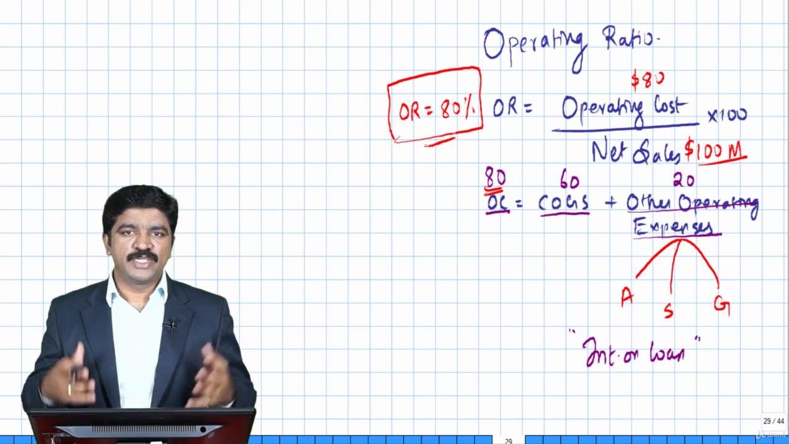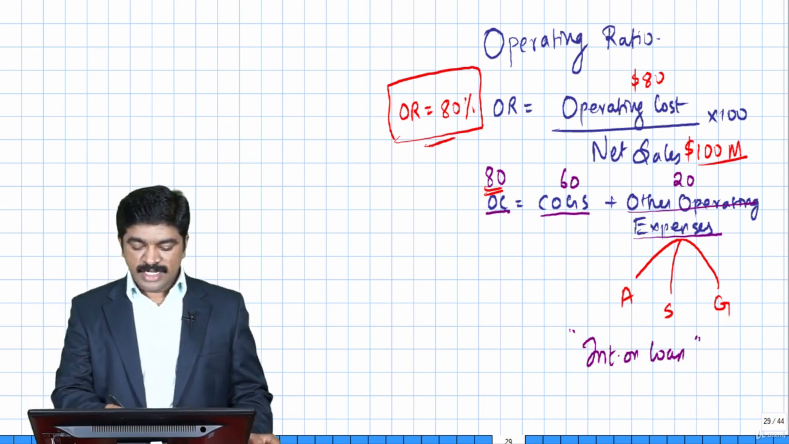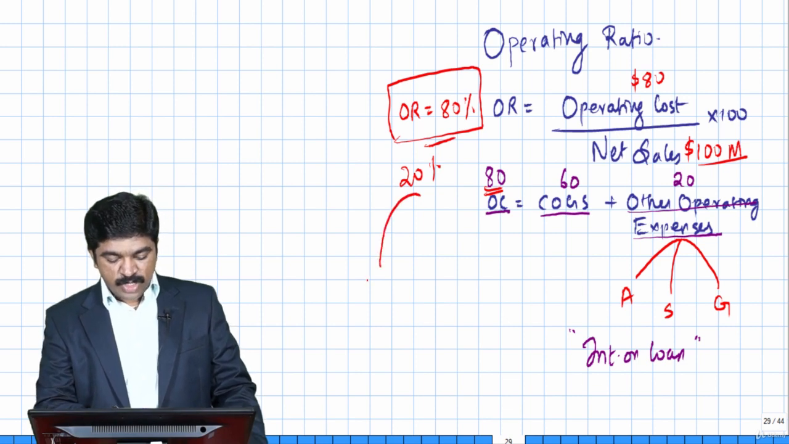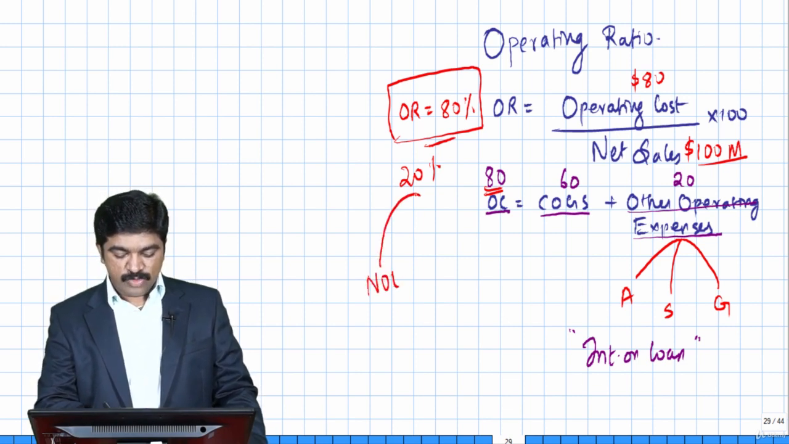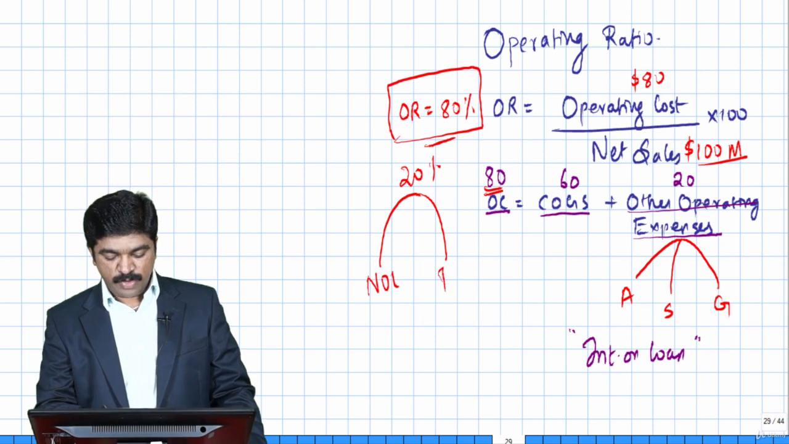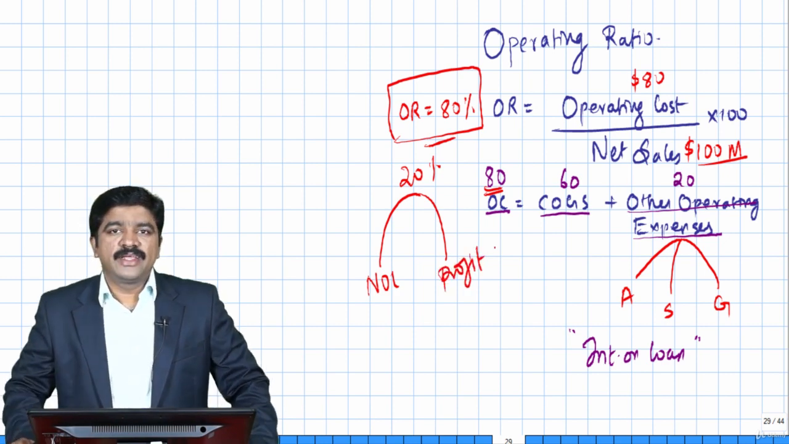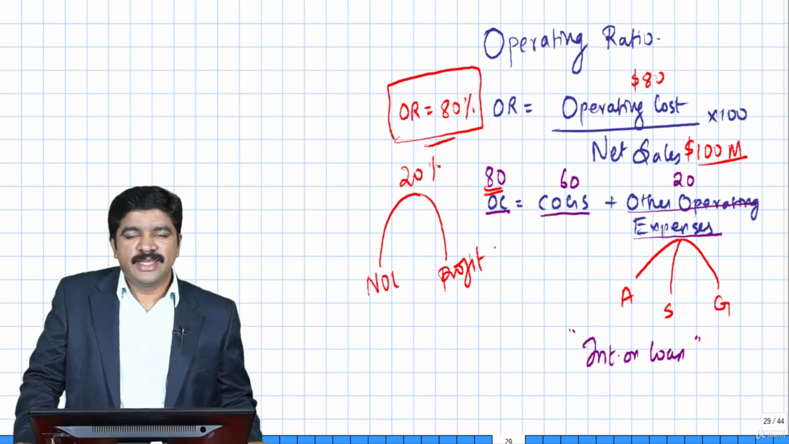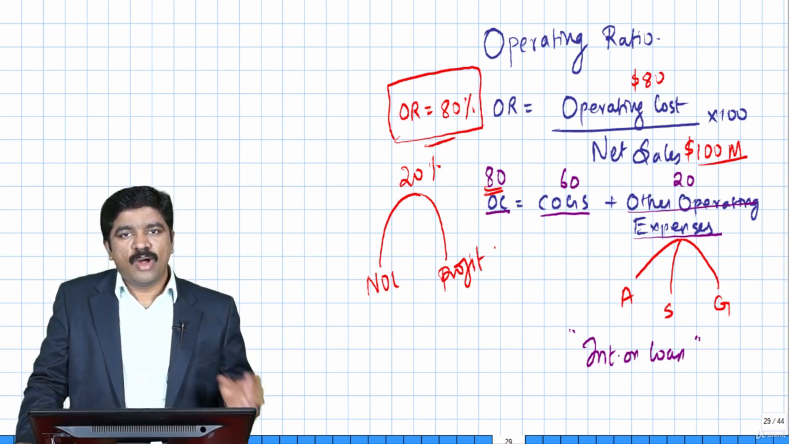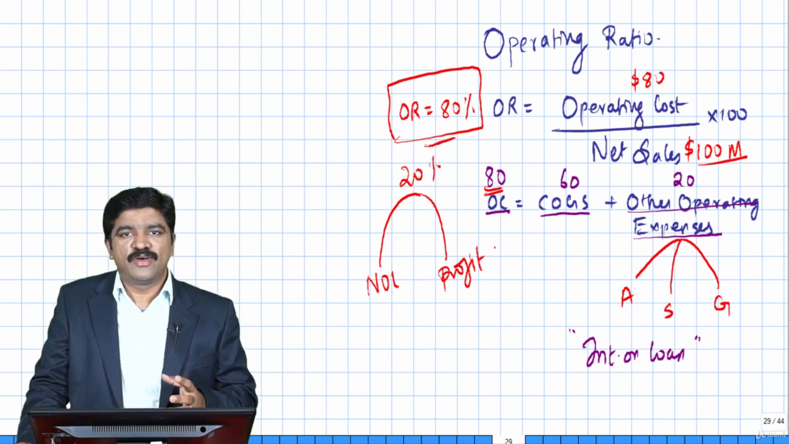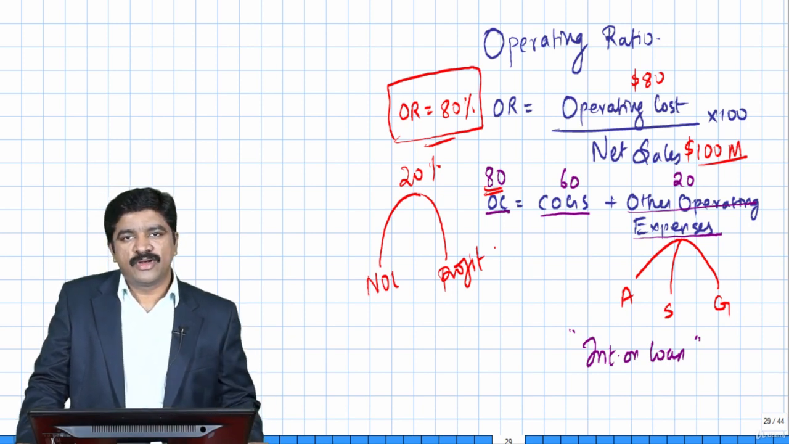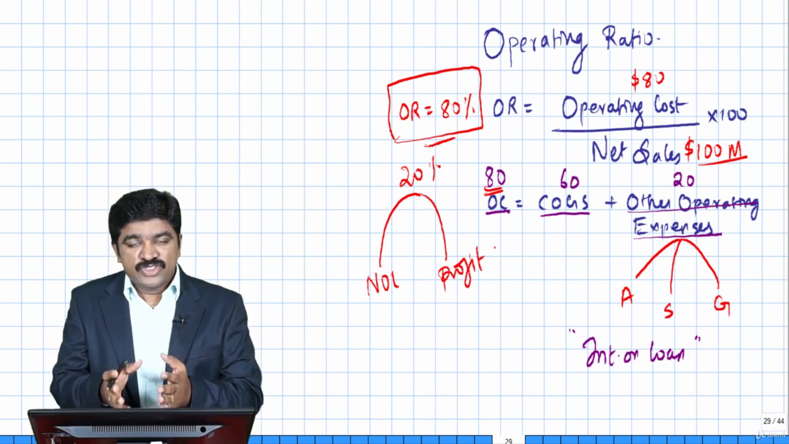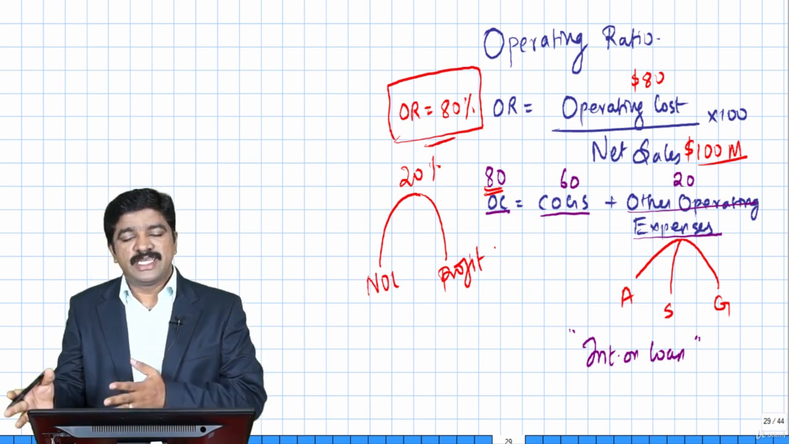It means the remaining 20% is available. That 20% may be available for meeting your non-operating cost, and it would be available for giving you some profit. So the operating ratio will tell you what operating cost is incurred by the organization and what share of sales is available for meeting the non-operating cost and the profits. We also have some more ratios, in general profitability ratios, which we'll see in the next session.